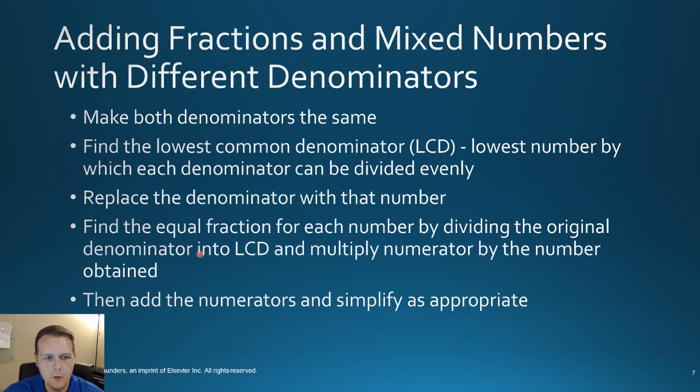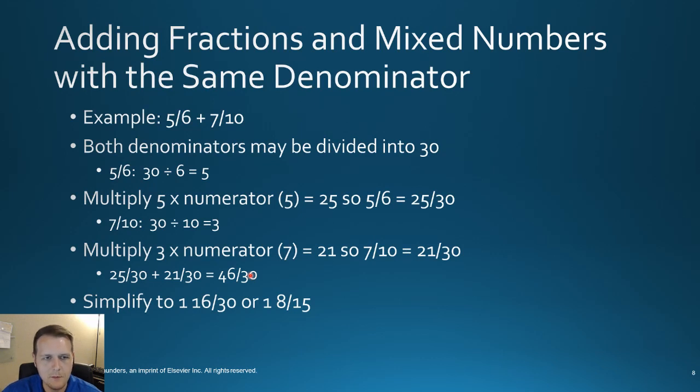We're going to find the equal fraction for each number, dividing the original denominator into the lowest common denominator, and then multiply the numerator by that same number obtained there. And then we'll just add the numerators and simplify as appropriate. What does that mean? Let's look at some examples.